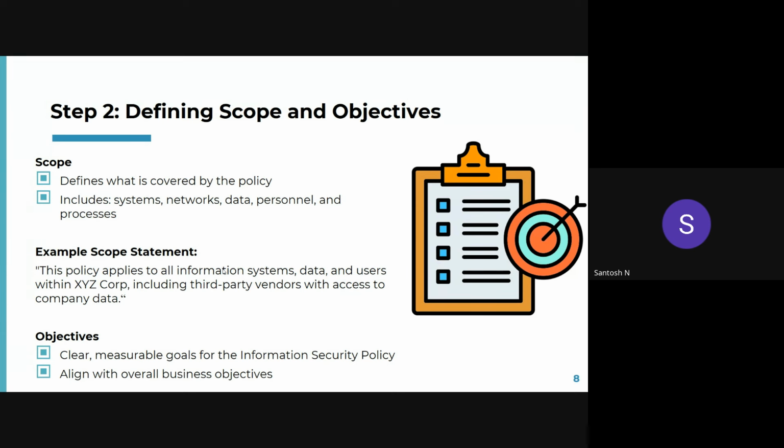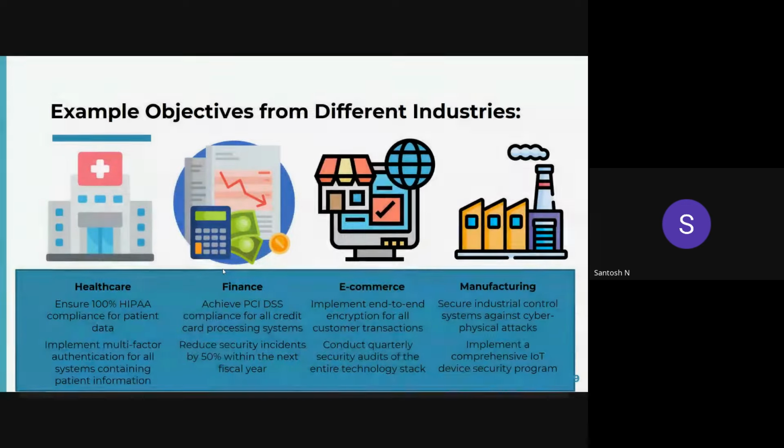And now coming to the objectives: what this policy is trying to achieve is what I write as an objective. It should be clearly measurable. Metrics are derived from objectives, that's what we keep telling. So it should align with the overall business objective.